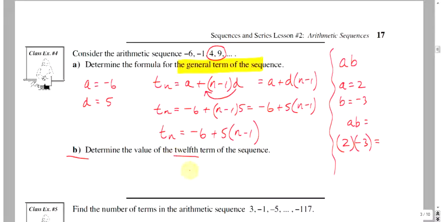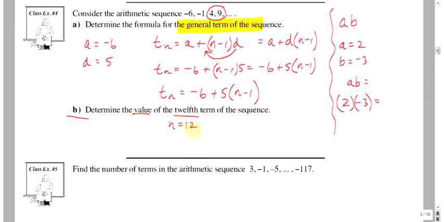What are they saying by 12th term? Is that n or is that t to the n? That's n. It's the 12th term. All right? N is 12. What's the value of the 12th term? What is t to the 12? That's what they're asking you to find.